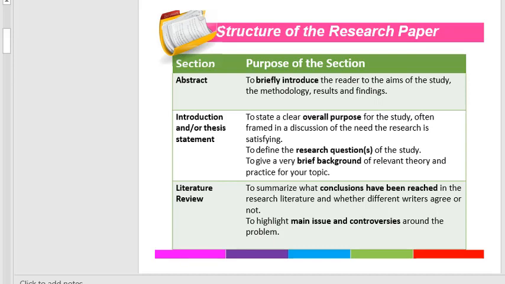Now the second one is the introduction or thesis statement. In this part we will clarify the overall purpose of the study, we will define the research questions of the study, and we will give a brief background of the theory and practice of your topic.